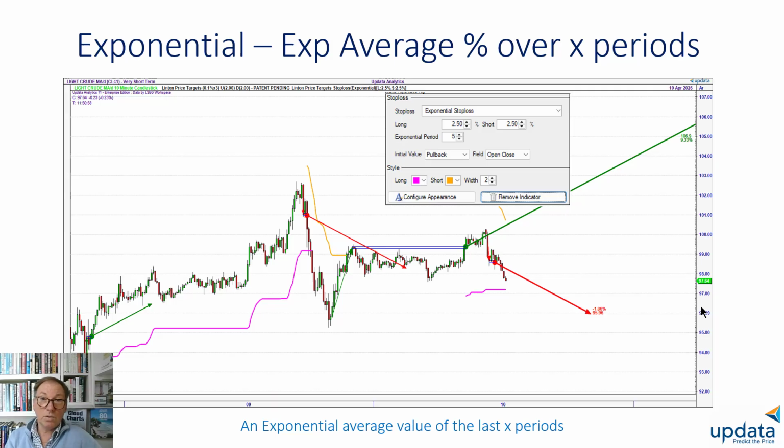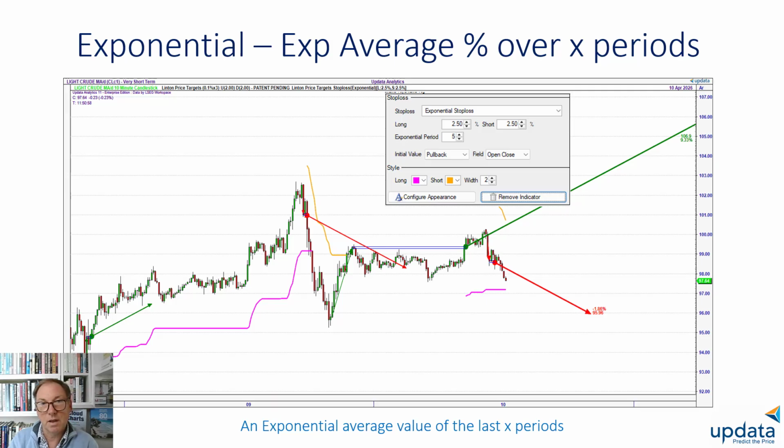The exponential is an exponential calculation. So that basically uses the exponential calculation and looks again here. I've used 5 days. You can change the period. You don't want it to be too big because you want the stop to be relatively sensitive, but that will then pull in. And so it's using an exponential calculation to arrive at what's the value, and then using a percent on that.